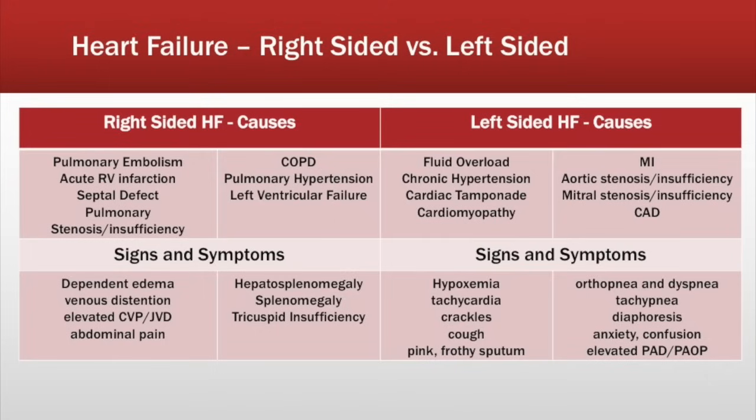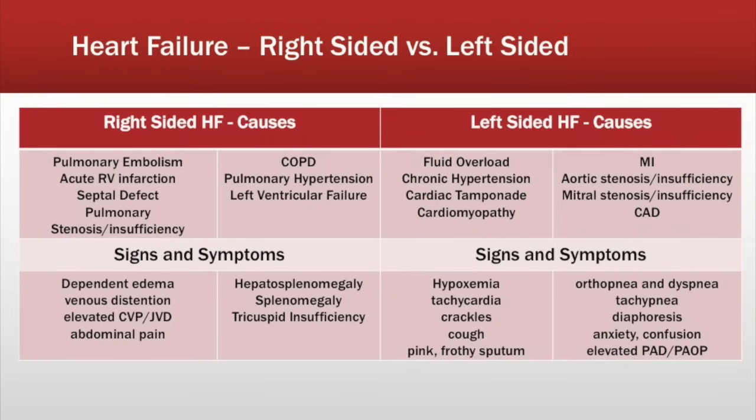Left-sided heart failure, some of the causes are fluid overload, which you can end up in with left-sided heart failure, so it's like a revolving door. Chronic hypertension, cardiac tamponade, cardiomyopathy, acute MI or even an old MI, aortic stenosis or insufficiency, mitral stenosis or insufficiency, and coronary artery disease. So left-sided heart failure causes a backup into the lungs, not necessarily the body.